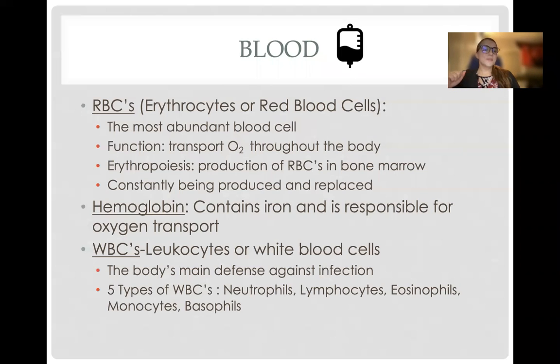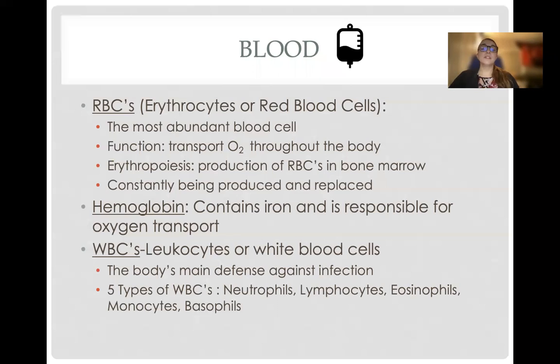And then we'll also see the process called erythropoiesis, which is the production of red blood cells in the bone marrow. So these red blood cells are constantly being reduced and replaced throughout the body. It's a constant circulation. Now we're also going to see that red blood cells can connect with hemoglobin. Hemoglobin contains iron and is responsible for oxygen transport. So it's going to be helping those red blood cells transport around the body.